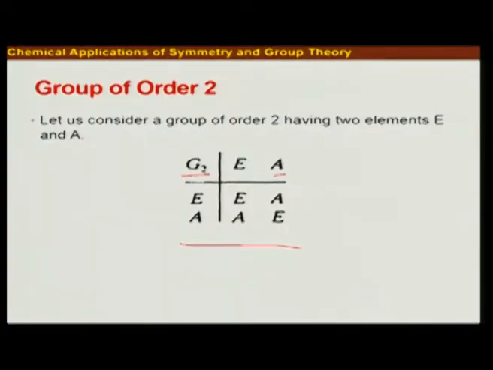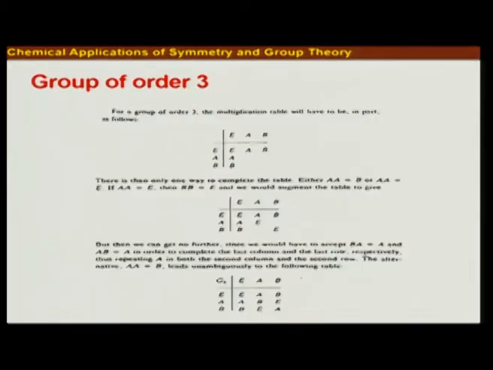So there is only one combination that is possible, because I know that identity combines with any element to give the same element back. So E product E, obviously it is E, and then E product A will give me back A. This one also you can very easily figure out. Therefore, it's really easy to find the group multiplication table for G2.